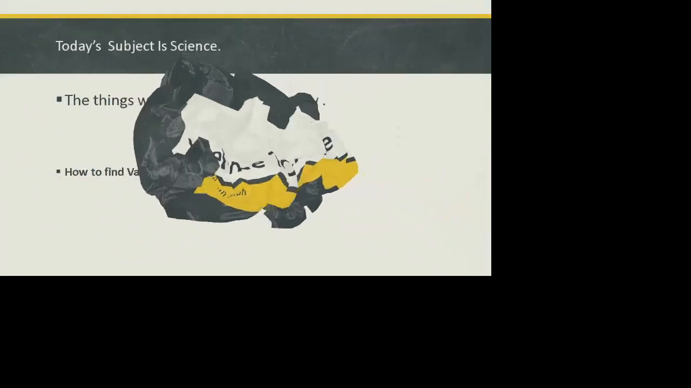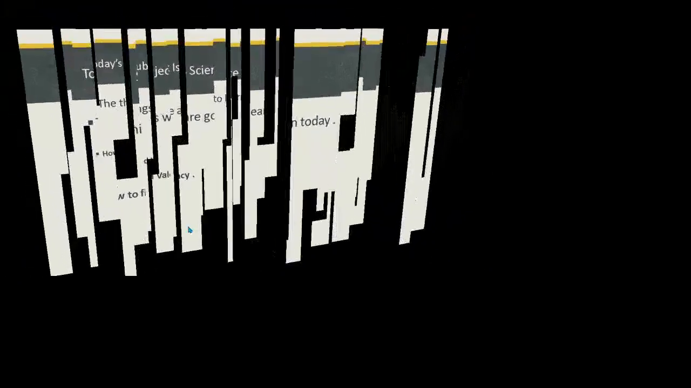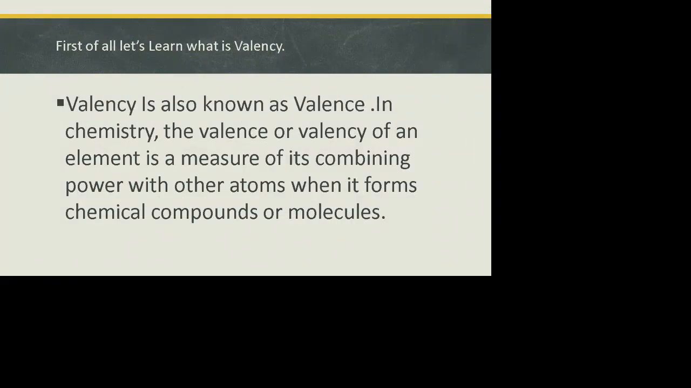Today I am here to talk about the subject of science, and today we will learn how we can find the valency of the elements. First of all, we know that valency is also known as valence. In chemistry, the valency or valence of an element is a measure of its combining power with other atoms when it forms chemical compounds or molecules. Valency is very important for all the elements, and we have to know the simple process to find it.